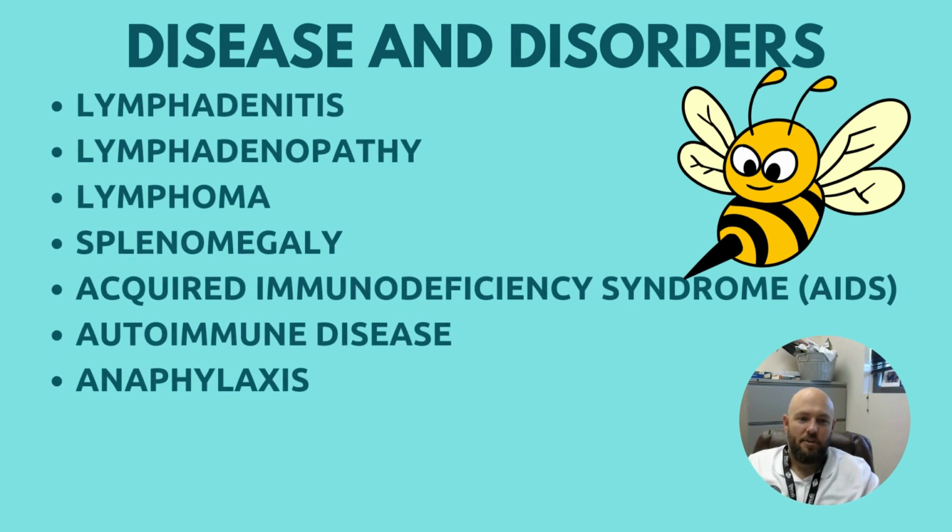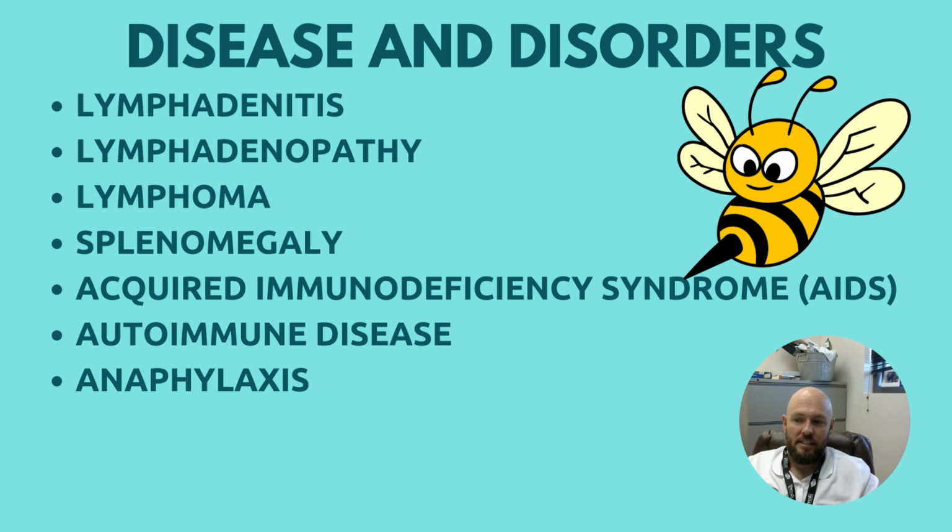Some more disease and disorder terms. Lymphadenitis is inflammation of the lymph nodes. Lymphadenopathy is disease of the lymph nodes, typically with enlargement caused by infectious process or cancer. Lymphoma is tumor of the lymphatic tissue. Splenomegaly is an enlargement of the spleen. Acquired immunodeficiency syndrome is a chronic immune disorder caused by the human immunodeficiency virus, HIV. It manifests as a decrease in immunity, so you're more at risk to infections and can't fight diseases, pathogens, cancers.